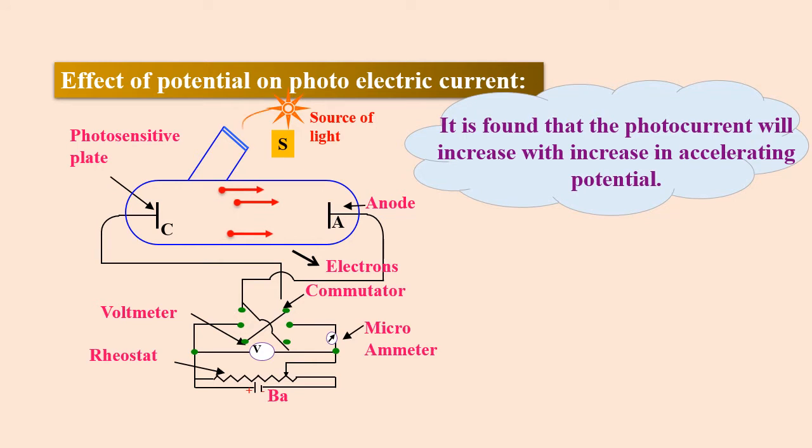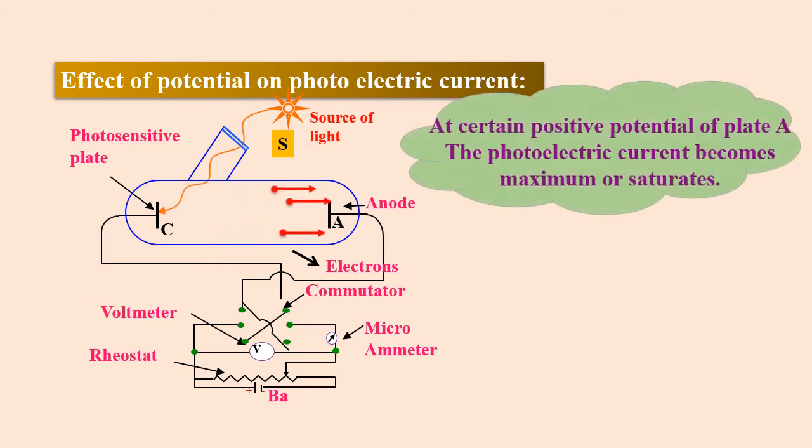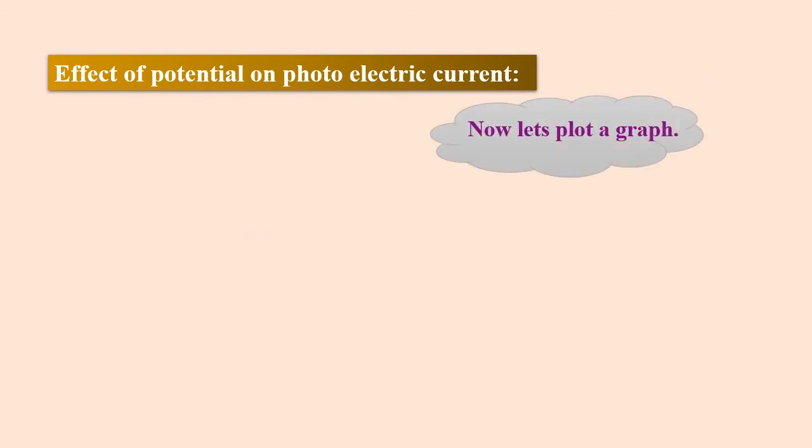It is found that the photocurrent increases with increase in the accelerating potential. As potential increases, the attractive force increases, therefore the number of electrons reaching the anode increases. They come closer and reach the anode, therefore the photocurrent increases. At a certain positive potential of plate A, the photoelectric current becomes maximum, or saturates. Effect of potential on a photoelectric current.